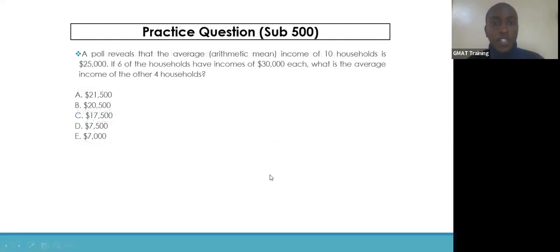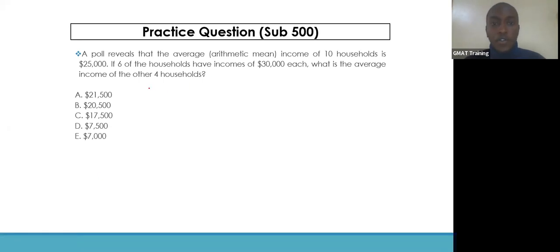All right, let's do this question. Give this question a try, then I'll jump in. A poll reveals that the average, or the arithmetic mean, of income of 10 households is 25,000. If 6 of the households have incomes of $30,000 each, what is the average income of the other 4 households?